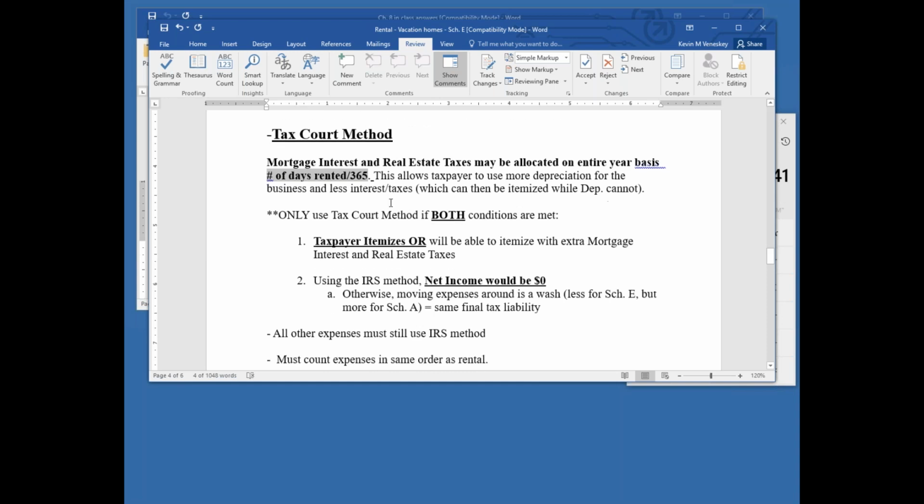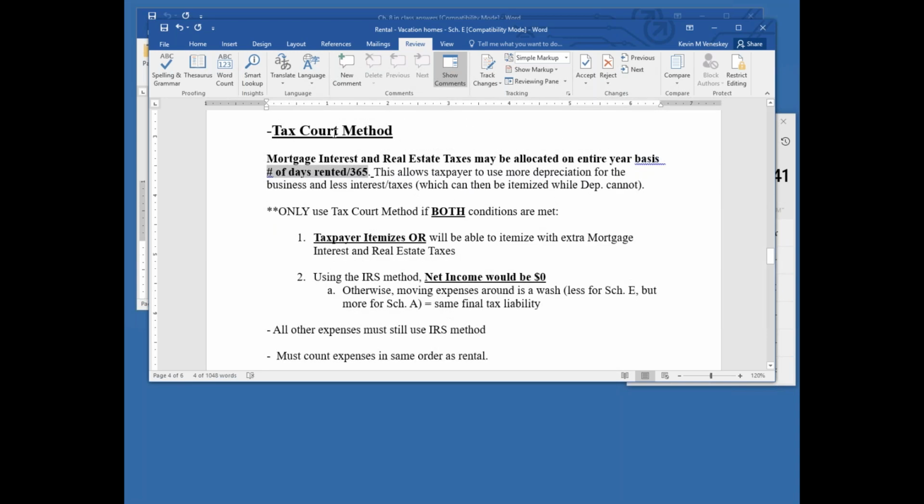The only time that you would ever even consider using the tax court method, you have to have both of these conditions met. You're not going to find this in the book. This is things that I have come up with through practice that have to be there. Otherwise, it just makes no sense to use the tax court method because it would be a wash. You're going to come up with the same if you switch numbers around. Let me give you an example here.